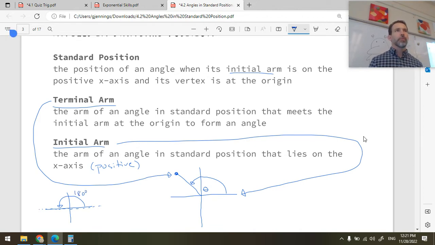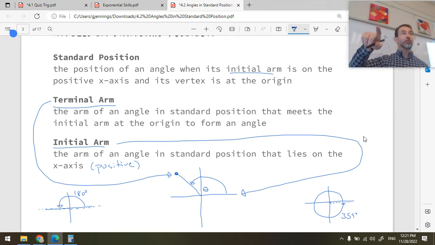Someone give me another one. 359. Okay, 359 would look like this. I go all the way around and stop just before the x-axis. The terminal arm would come out from 0, 0 on an angle just below the positive x-axis. It's negative 1 degree below the x-axis, or positive 359 degrees around. And we'll find that negative 1 degree and positive 359 degrees are different ways of saying the same thing.